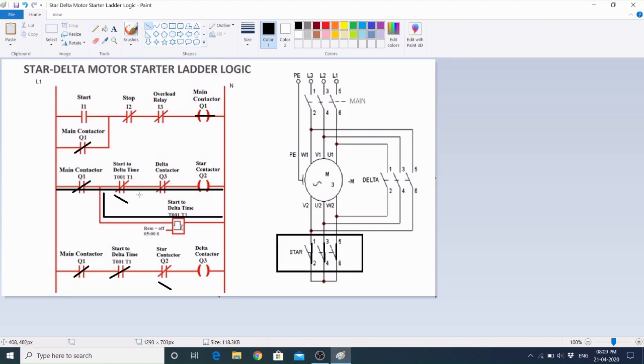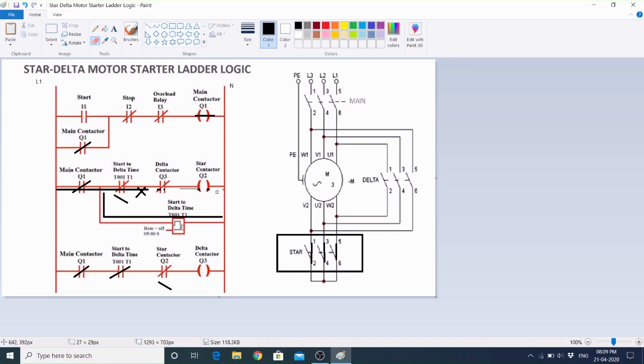Okay, if this one is NO type, in that case what will happen? The power, that means the current, will not be able to flow through this path. That means current will not be able to flow through this star coil of this star contactor.